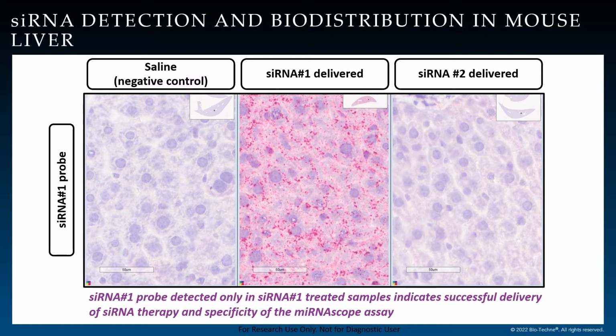These miRNAscope results show successful delivery of a small interfering RNA designated siRNA1, as well as its abundance and distribution in mouse liver. The negative control specimen on the left was administered saline without siRNA. The specimen in the center received the treatment with siRNA1, which is targeted by the probe in this assay. The specimen on the right received a different treatment with siRNA2 to demonstrate the specificity of the probe targeting siRNA1.